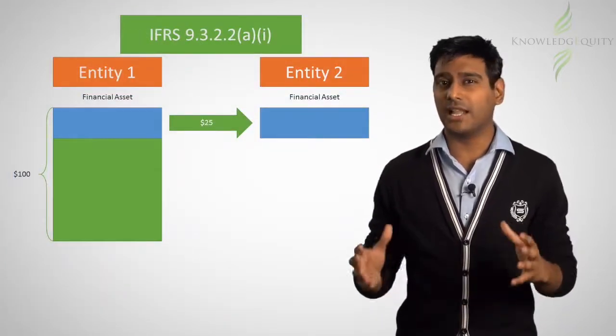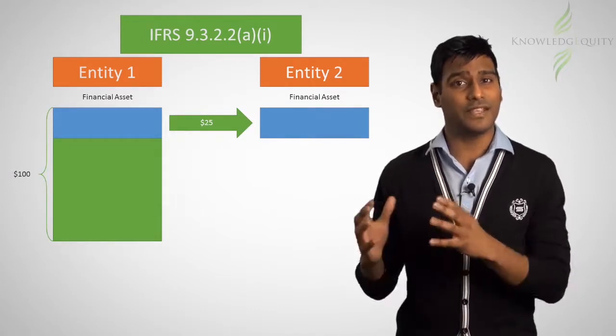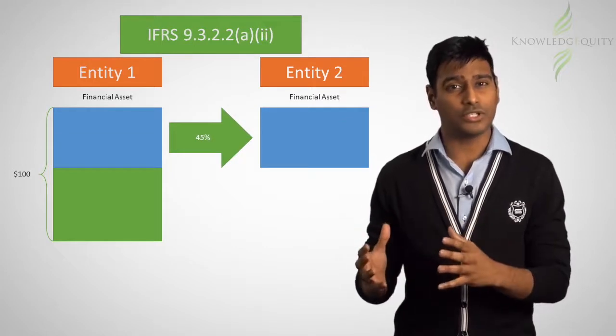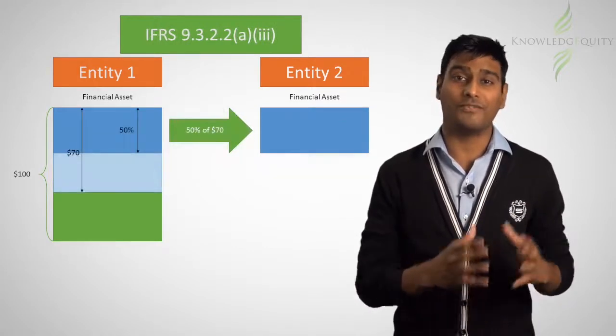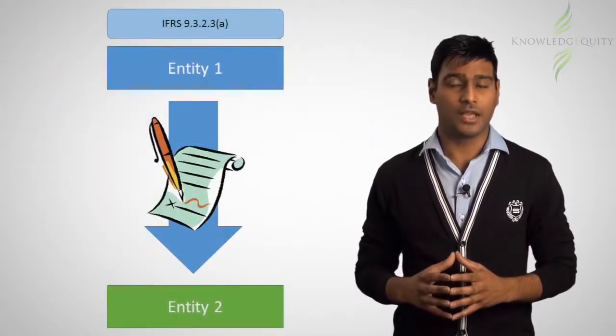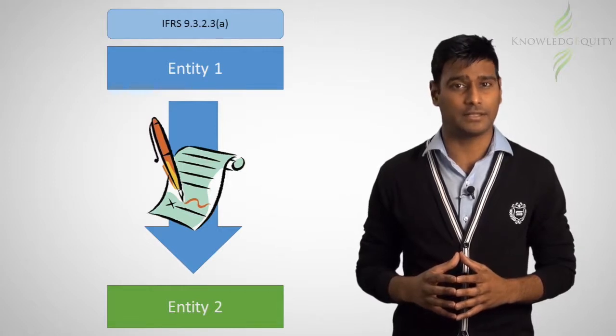Transferring cash flows is slightly more complex under IFRS 9. An entity could transfer a fixed amount of cash flows to another entity, or a fixed portion of the cash flows, or a fixed portion of a fixed amount of cash flows. There are two methods by which an entity can transfer a financial asset.